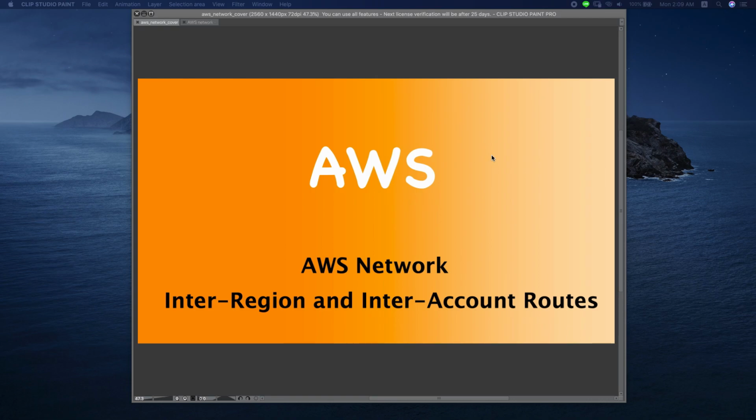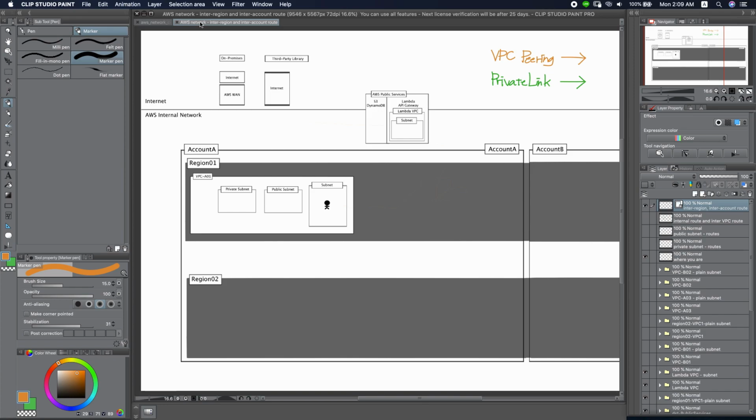Today's topic is inter-region and inter-account routes. In this diagram, we now have account A as well as account B. Also, we have region 1 and region 2. These two regions will cross these two accounts.